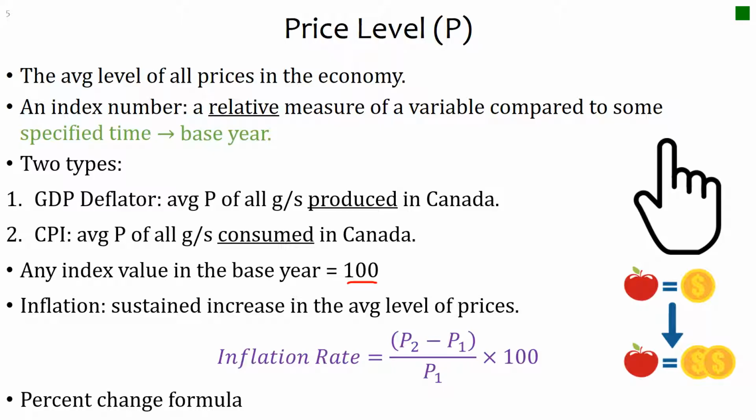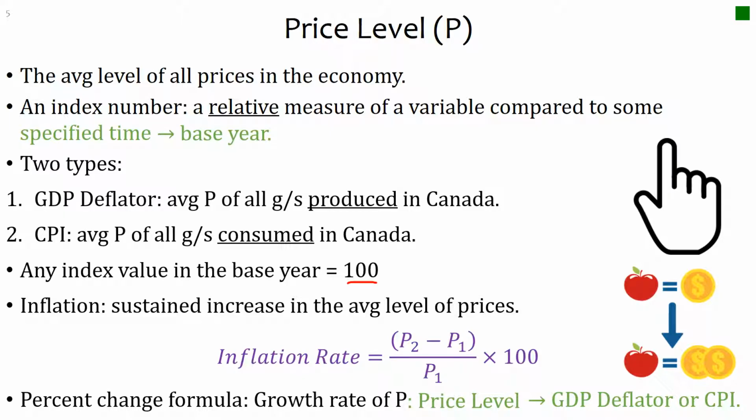This formula that you see is the percent change formula. It shows us the growth rate of the price level. All right, it's a very useful formula. It has a generic form. In this case, it's the growth rate of P, and P is the price level. All right, and the two types of price level are GDP deflator or CPI. Okay, so pause, write down.